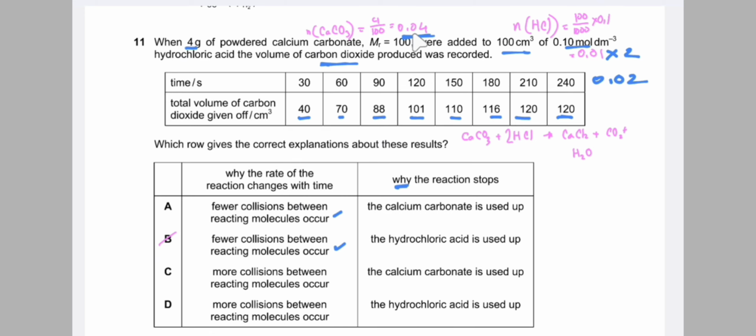As we can see, 0.04 mole of calcium carbonate reacts with 0.02 mole of hydrochloric acid. So as we can see, hydrochloric acid is the limiting reactant, so hydrochloric acid is being used up. So the correct answer is B.